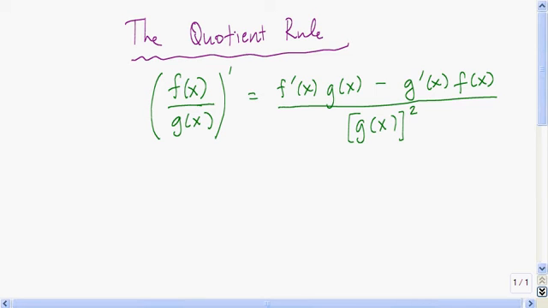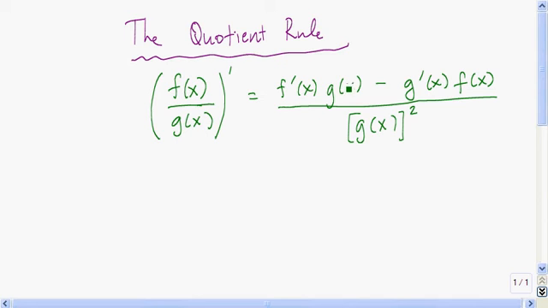Okay, in this video I'm going to show you how to use the quotient rule to differentiate the quotient of two functions. So if I have the function f of x divided by the function g of x, and I want to differentiate it, I take the top function, its derivative, times the bottom function, minus the derivative of the bottom, times the top, divided by the square of the bottom.